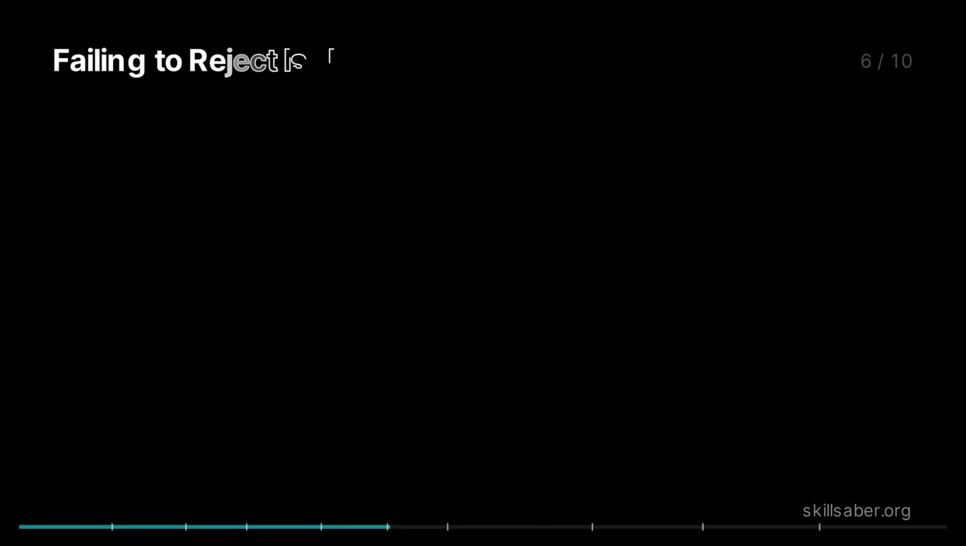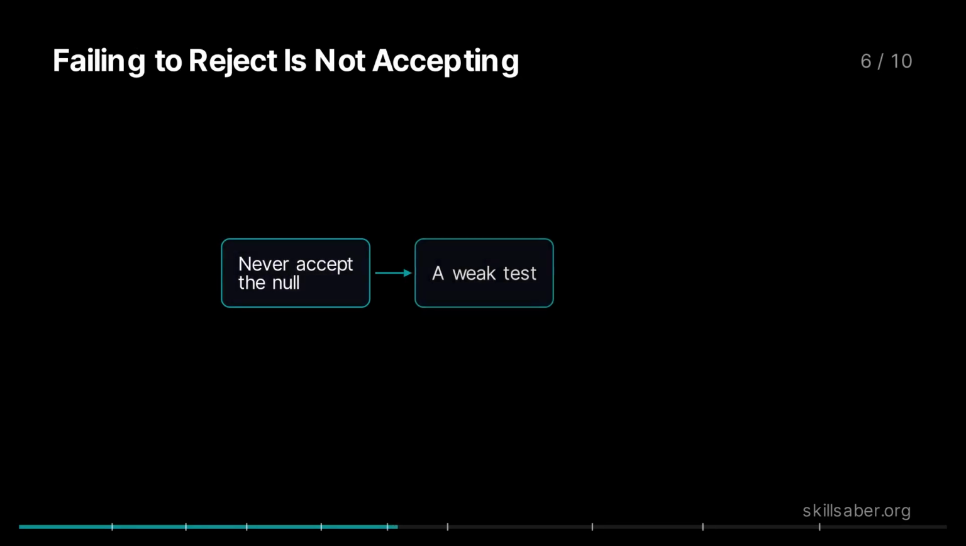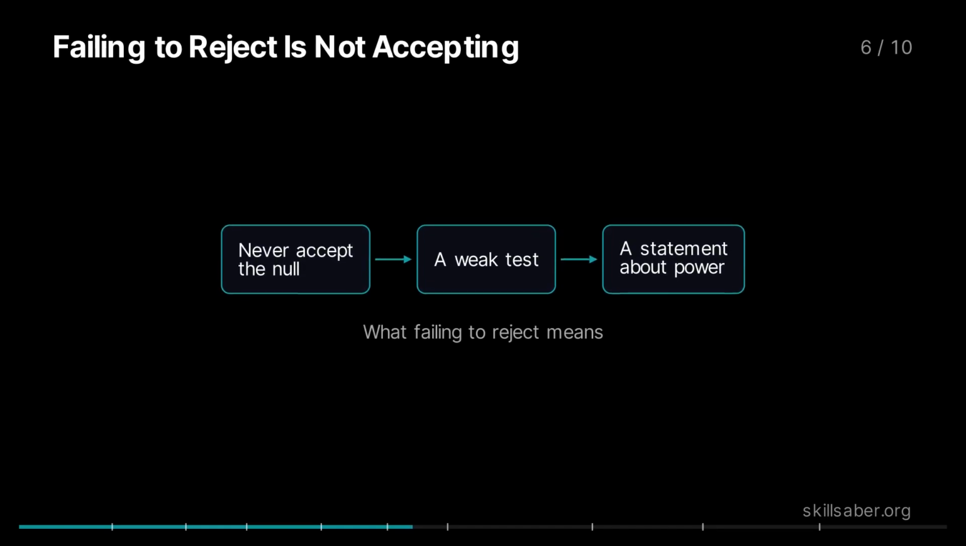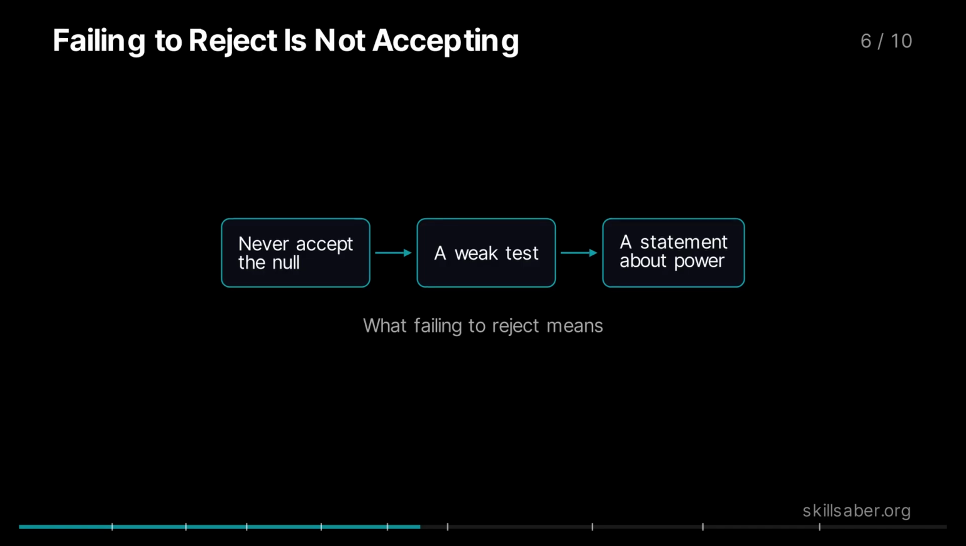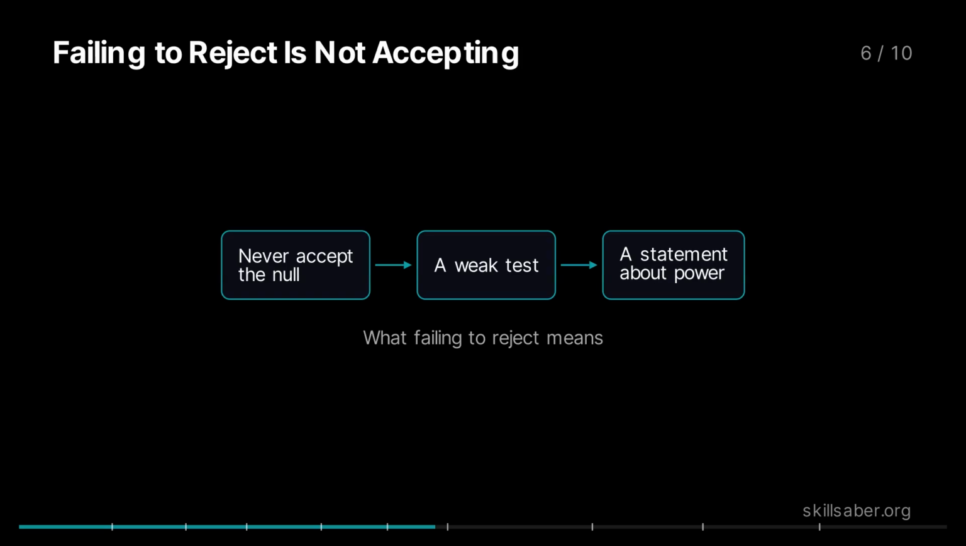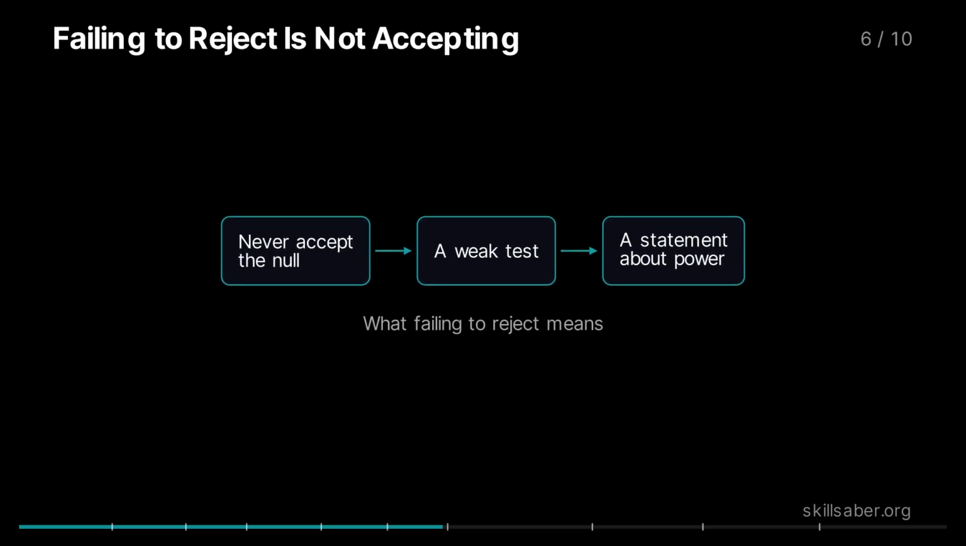We never accept the null. We only fail to reject it. It means the evidence was not strong enough to rule the null out. A test on 12 samples fails to reject almost anything. A statement about power, not reality.